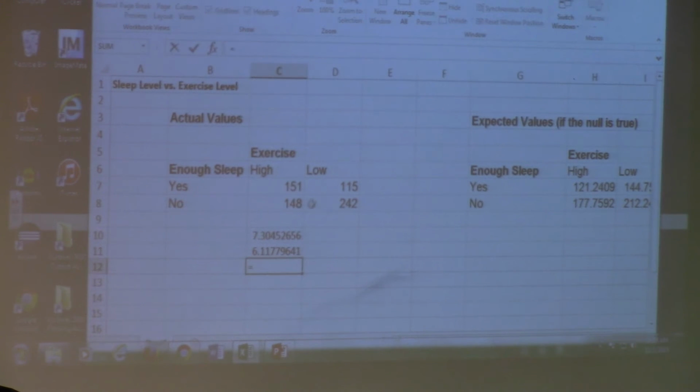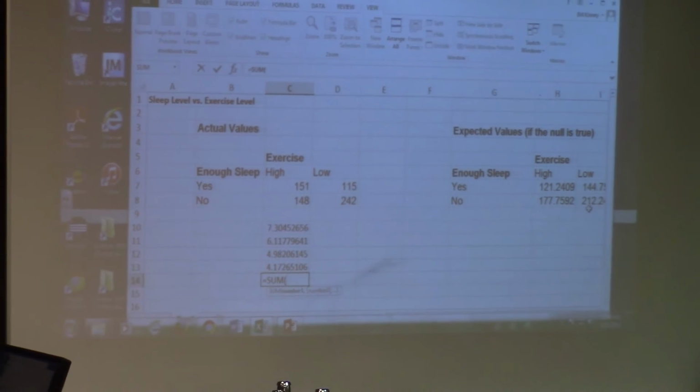Do the next one, the lower left. Observed value, right there, minus expected value right over there. Square that, divide by the expected value. One more. This number minus this number squared divided by this number over here on the right. Continuing to use that formula there. Now add these up, you get the value of chi-square.